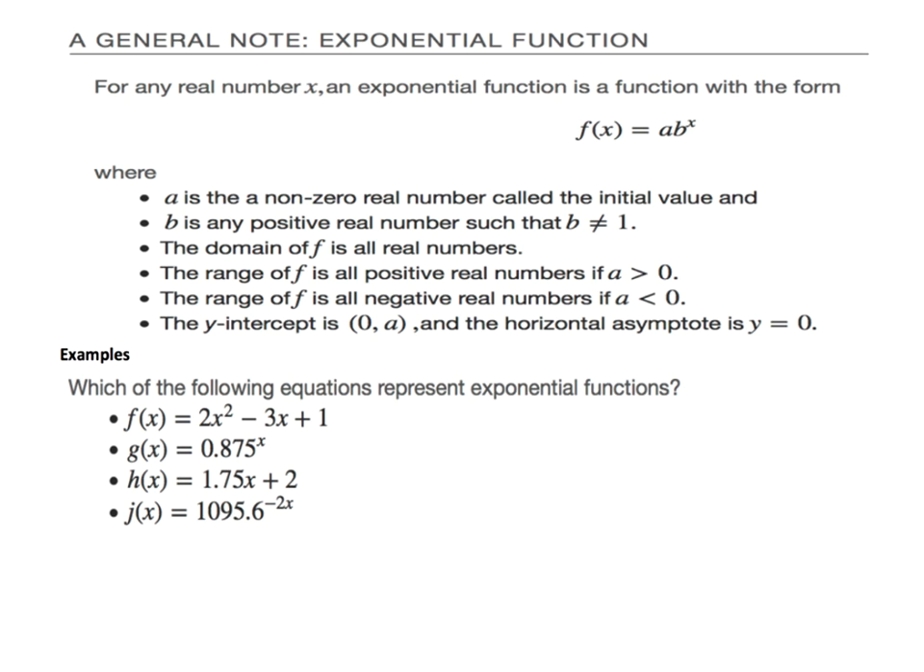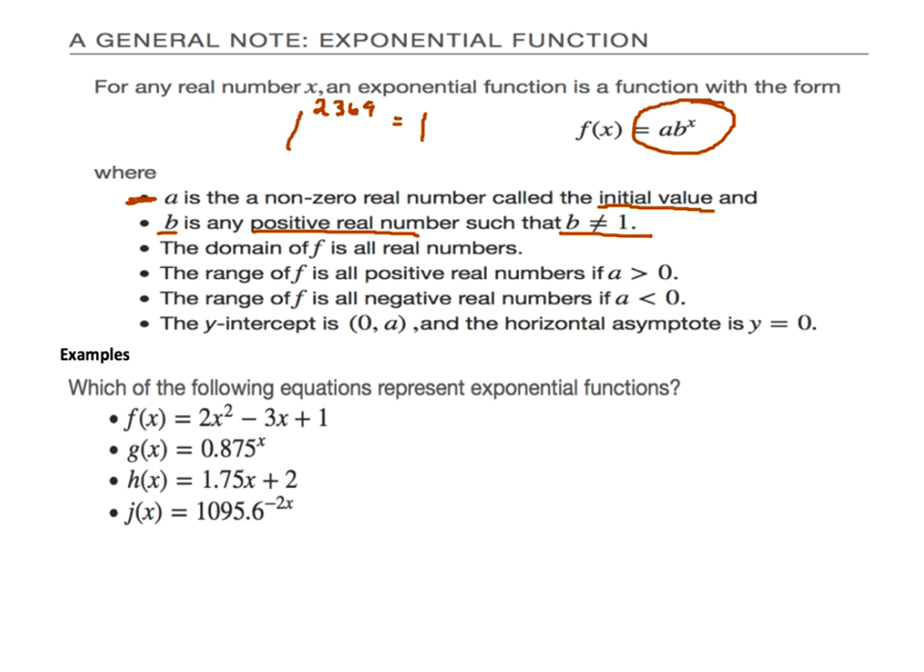Okay, so just a general note about exponential functions. They come in the form of a times b to the x. x has to be a real number. a needs to be a non-zero real number. That's called the initial value. b has to be a positive real number, and it can't be 1, because if b is 1, then it's really, really boring, because 1 raised to any value is just 1, because you're just multiplying 1 over and over again by itself.